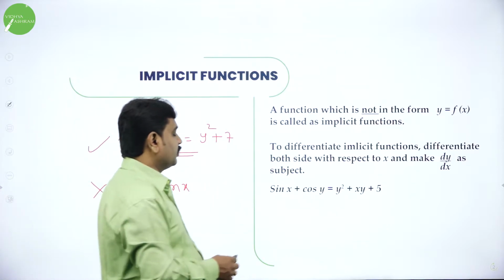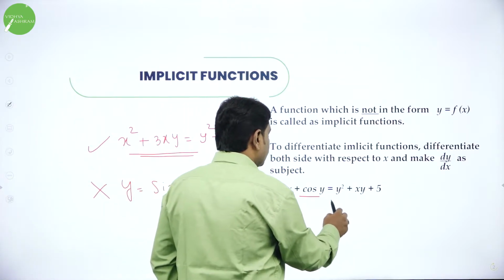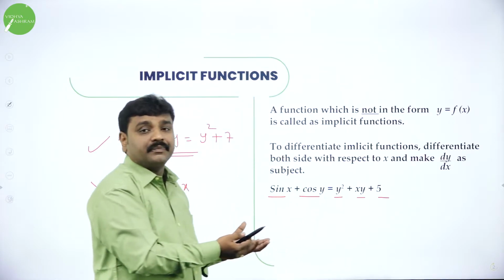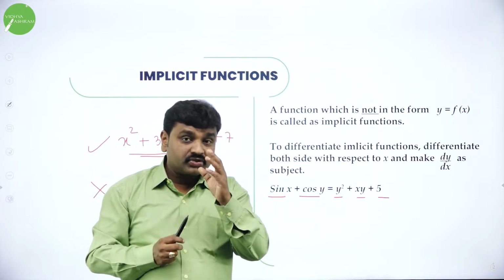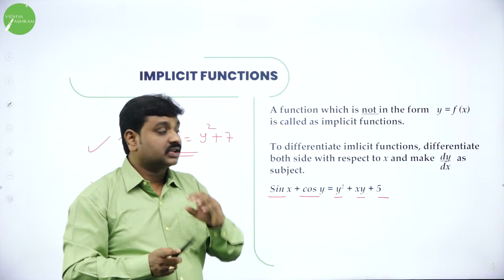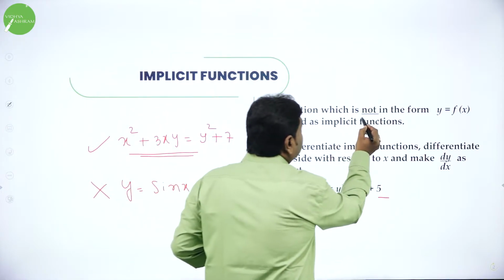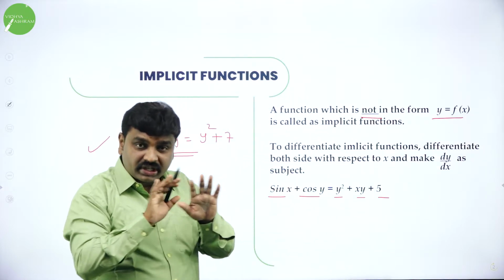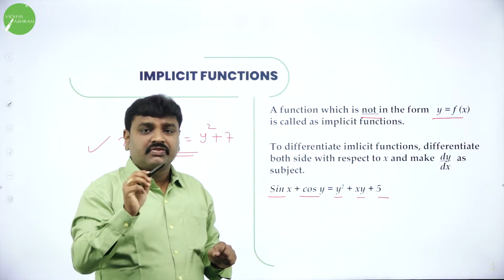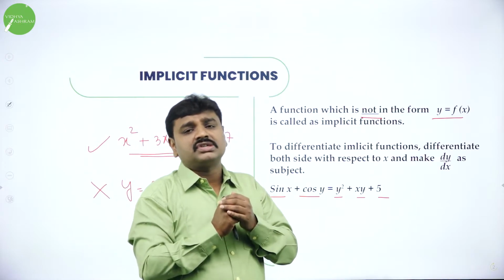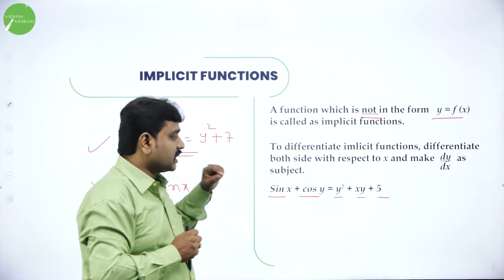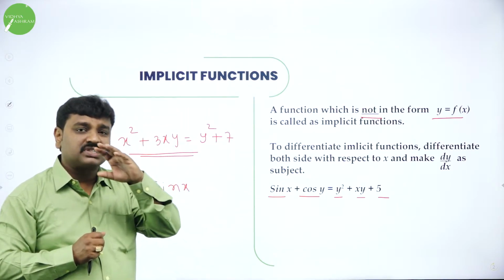And I wrote one more example, sin x plus cos y plus y square plus xy is equal to 5. Here y is not separated. If it is not in y is equal to f of x form, it is implicit. A function which is not in the form y is equal to f of x, any function if it is not in the form y is equal to f of x, we call it as implicit. So in today's class, I am differentiating only implicit functions.